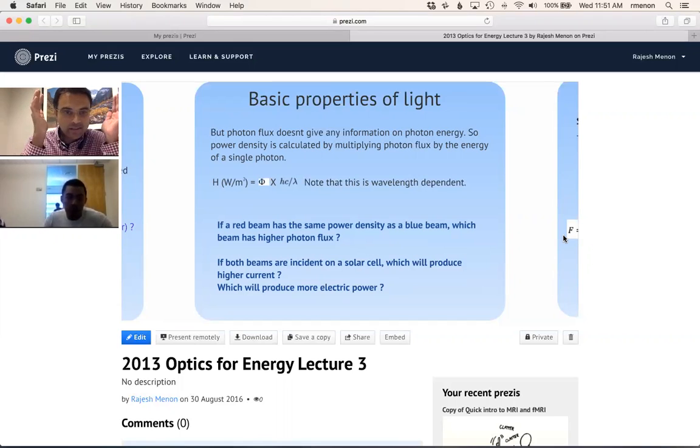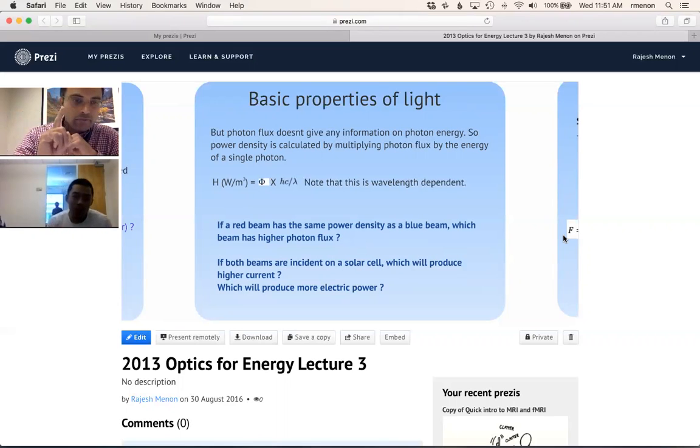Imagine you have a red laser and a blue laser pointing at a solar cell, and you ensure that the power density of both those beams is exactly the same. You should expect, everything else being equal, the red to produce more current than the blue, just because you have a higher number of particles from the red going into the cell.